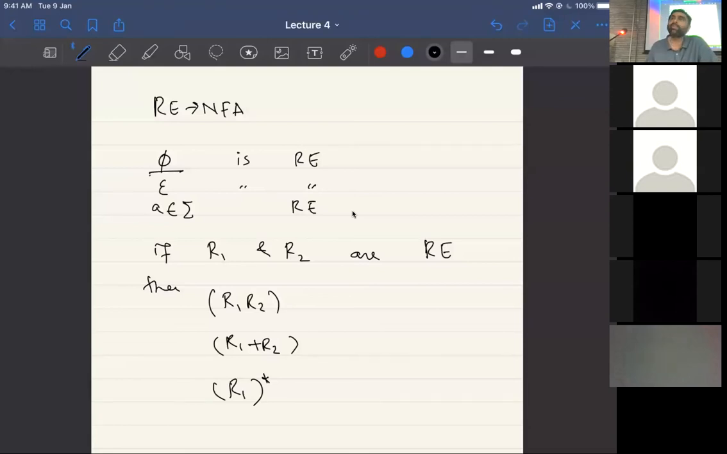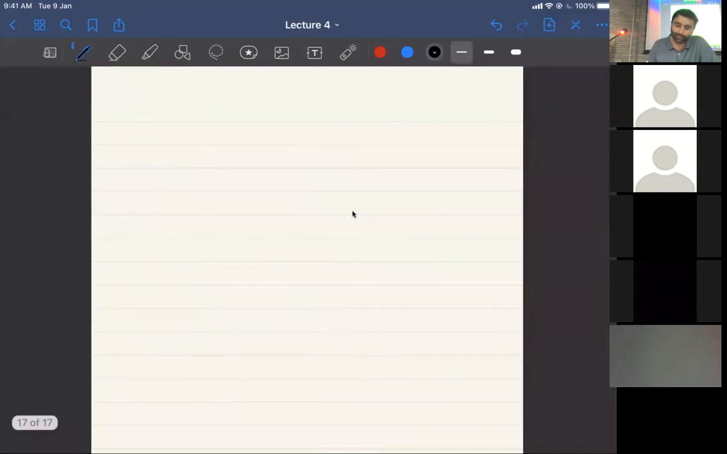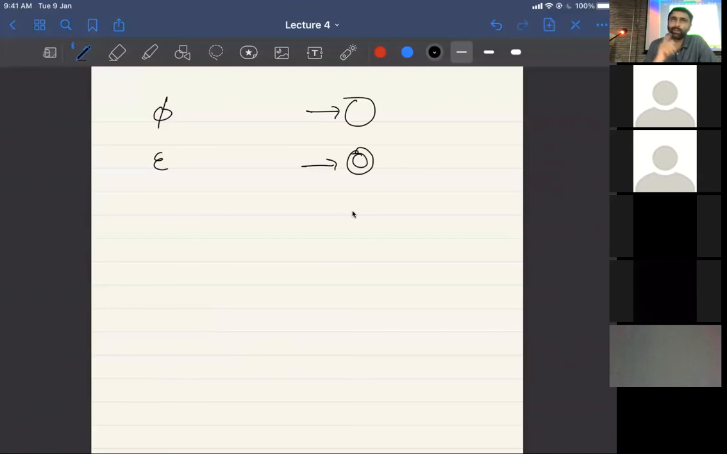Now, for all of them, we will introduce an NFA. First, let's see what the NFA is for the empty set. It is an NFA with one state, no transitions, and no final state. What is the NFA for the empty string? There is one state, and that state is also the final state, and there are no transitions. What is the NFA for any single symbol? For example, A is a symbol in the alphabet. Then this is the way of creating an NFA. I'm revising and repeating what we did in the last hour.